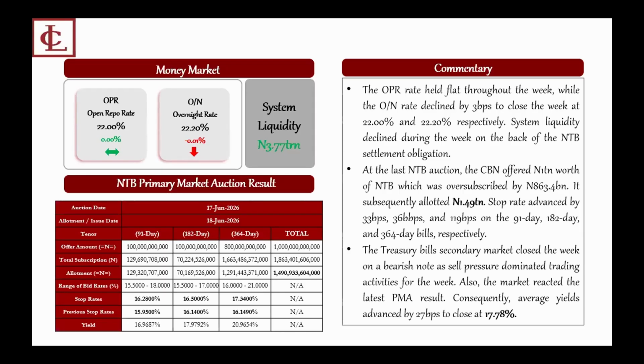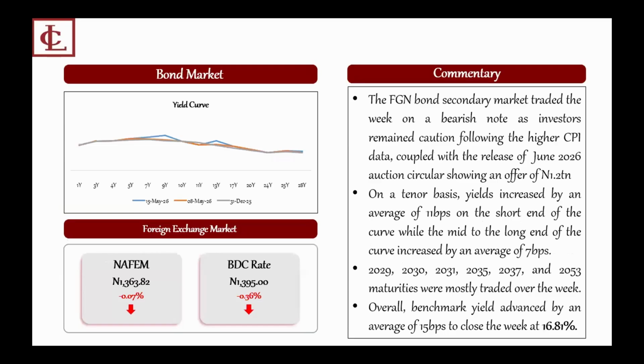17.78%. For the bond market, the FGN bond secondary market traded on a bearish note throughout the week as investor sentiment remained cautious amidst evolving macroeconomic developments. Market participants reacted to the latest data, which came in higher than expected, raising concerns about the near-term interest rates outlook and the possibility of a prolonged tight monetary policy stance. Further weighing on sentiments was the release of the June 2026 FGN bond auction circular, which revealed a substantial offer size of 1.2 trillion.